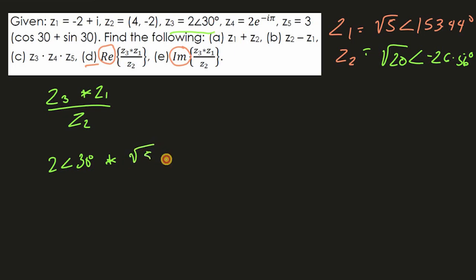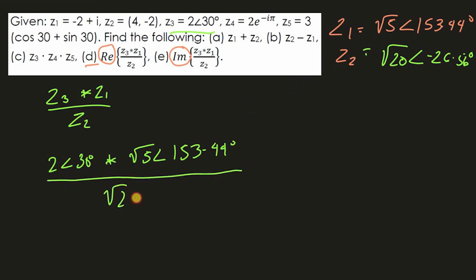Square root of 5 angle 153.44 degrees over Z2 natin is square root of 20. Simplifying that, guys, square root of 20 is the same as 2 square root of 5 angle negative 26.56 degrees.